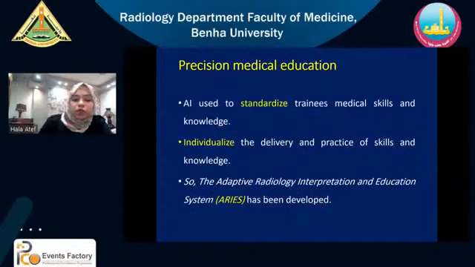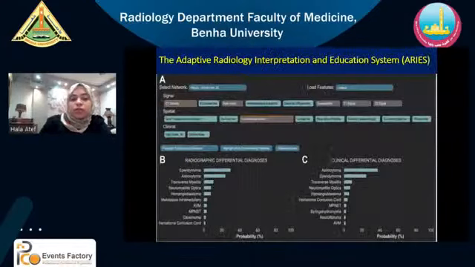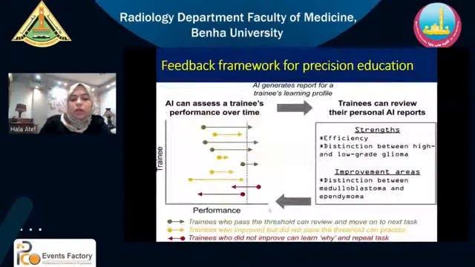Precision medical education. AI is used to standardize trainees' medical skills and knowledge, and individualize the delivery and the practice of skills and knowledge. So, the adaptive radiology interpretation and education system has been developed. The trainee has to follow these icons by his provisional diagnosis, and the AI generates a report for the trainee's learning profile. AI can assess the trainees' performance over time by using 3 colors.